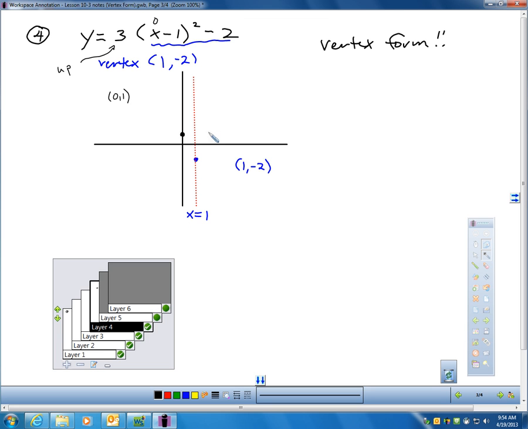So I can mirror that over. This would be (2, 1), and I can graph that. This is opening up, as we said it should, and this has a minimum value of -2. All right?